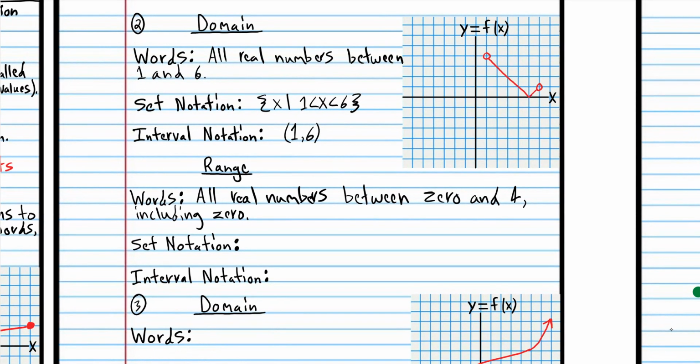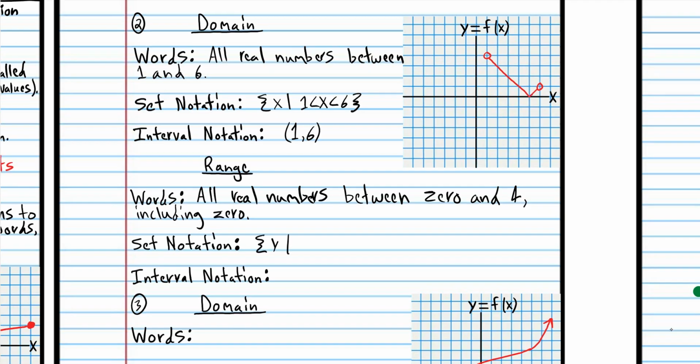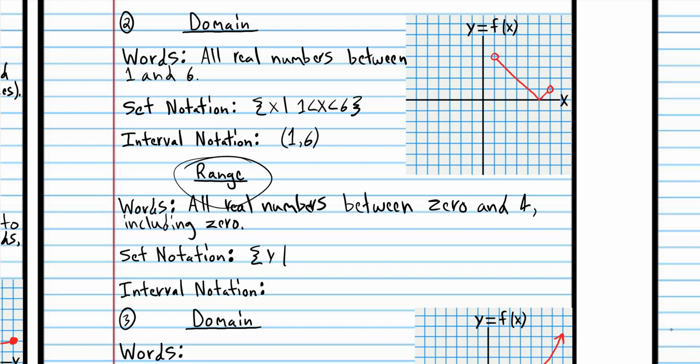In set notation, we say the set of all y values such that, and again we're using y values because this is range, the set of all y values such that y is between 0 and 4, but including 0. So we have to write a less than or equal to symbol next to the 0, whereas we only write a less than symbol next to the 4.